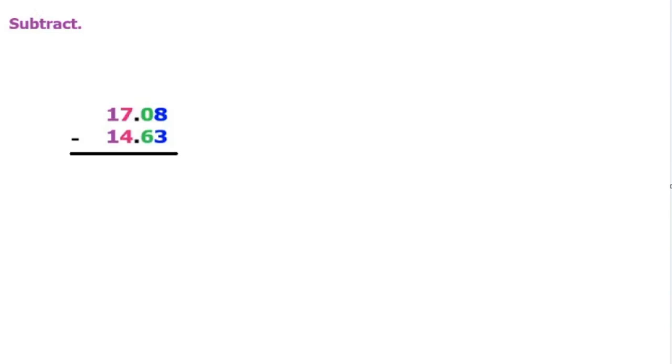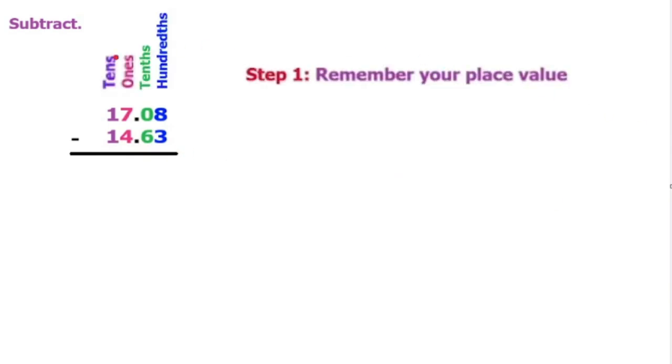In this lesson, we're going to subtract some decimal numbers. So if we have a problem like this that says subtract, and we have 17.08 minus 14.63. So the first thing to do is to remember your place value. Okay, so these are the tens, these are the ones, these are the tenths, these are the hundredths. And the ones that end in THS come after the decimal.